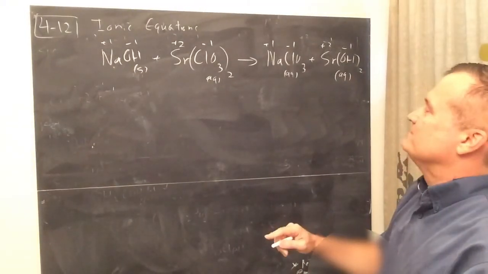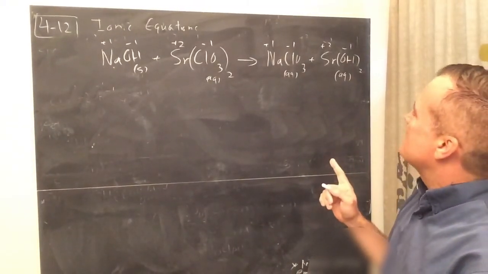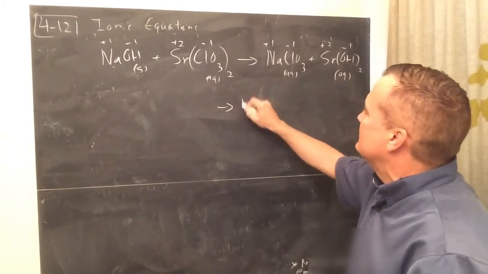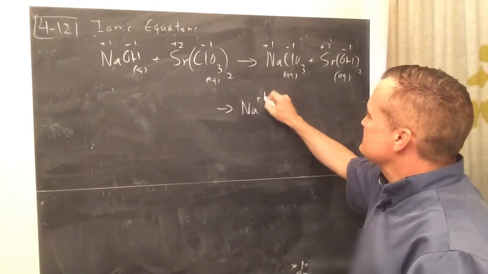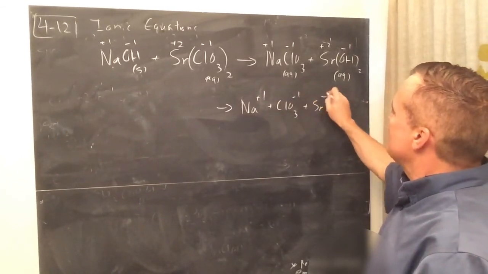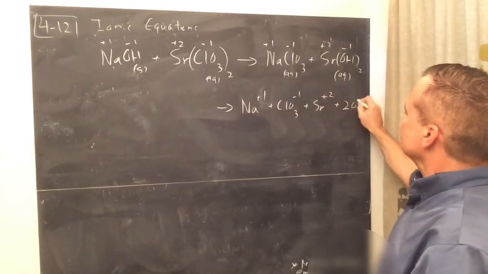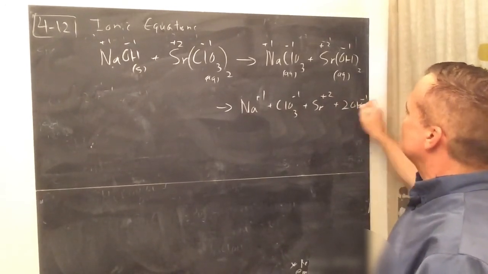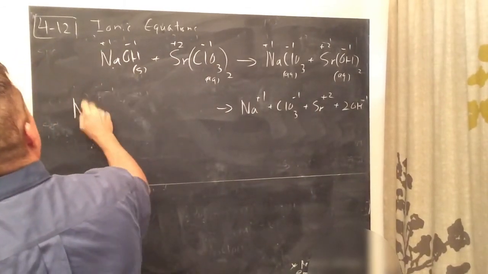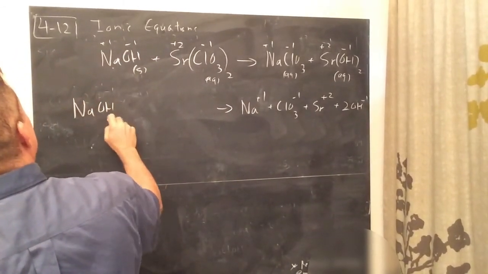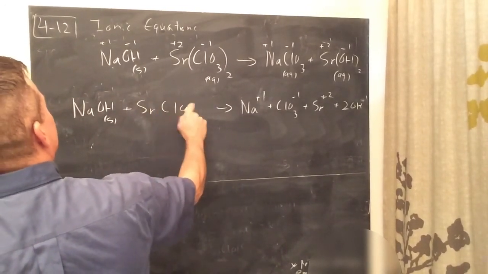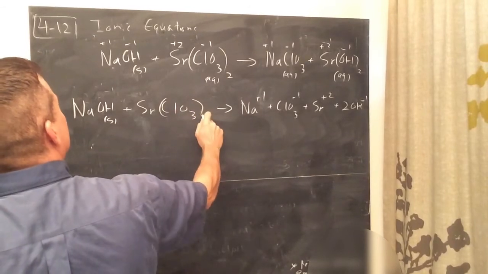This is a reaction. So when I looked at this, I almost thought, oh, two things are aqueous and they're both going to split up. In my ionic, I'm going to get sodium plus 1, chlorate negative 1, strontium plus 2, and 2 hydroxide negative 1s. But look at what I started out with, a solid. And in the ionic or net ionic, a solid does not break up. It does not dissociate.